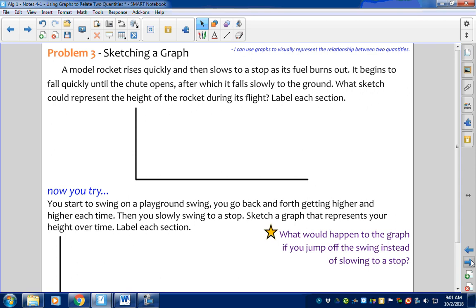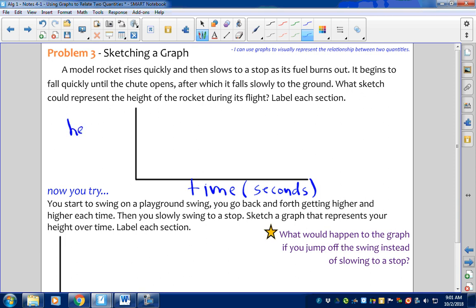Sketching a graph, it says a model rocket rises quickly and then slows to a stop as its fuel burns out. So we have time down here. Go ahead and label this time, maybe in seconds. And then we have height over here. We'll just say it's a model rocket, and we're talking about height in feet. So the rocket rises quickly. The fuel's burning, it's rising quickly.